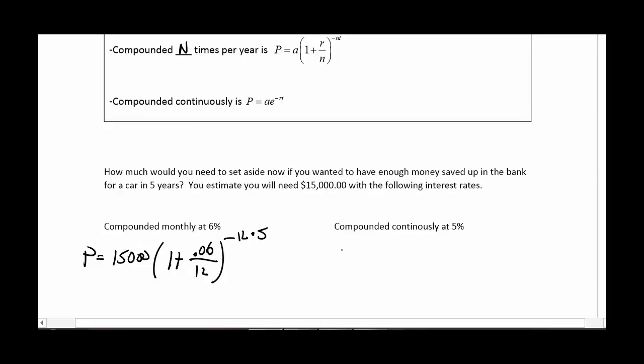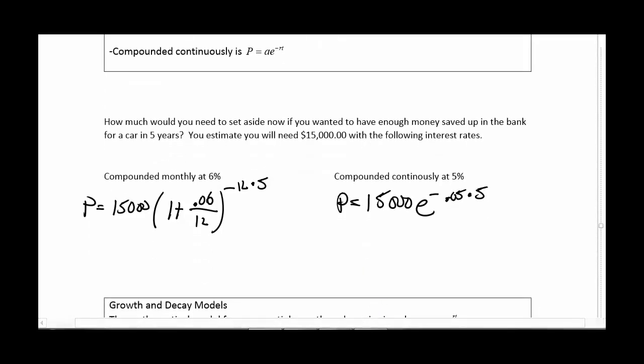Compounded continuously, it's a little easier. So here we still have that 15,000. This time it's just e to the negative, I'm sorry, we don't need 12. We don't need N, we need the interest rate. So 0.05 times T, the number of years. Okay, so now that's what we're going to type in the calculator.